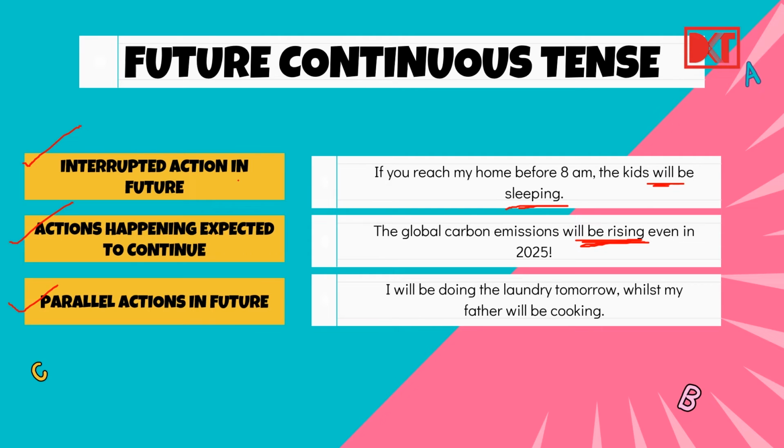Then parallel actions in future. Like I will be doing the laundry tomorrow, will be doing, whilst my father will be cooking. So will be cooking is what? Is again the future continuous tense, and will be doing is also future continuous tense. So these are the parallel actions that will be happening in the future. Okay, so future continuous tense is used to show an interrupted action in future, an action happening right now expected to continue, or maybe some parallel actions that might happen. Alright.